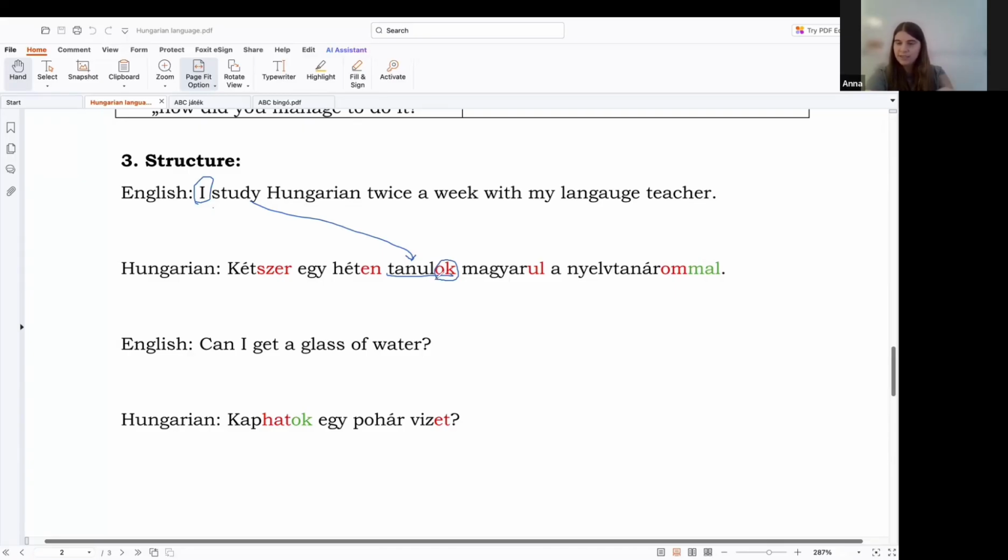So you study would be tanulsz. He or she studies would be tanul. We study is tanulunk. You guys study is tanultok, and they study is tanulnak. And because they are all different, we don't actually start with the I. Okay. Now we have Hungarian.